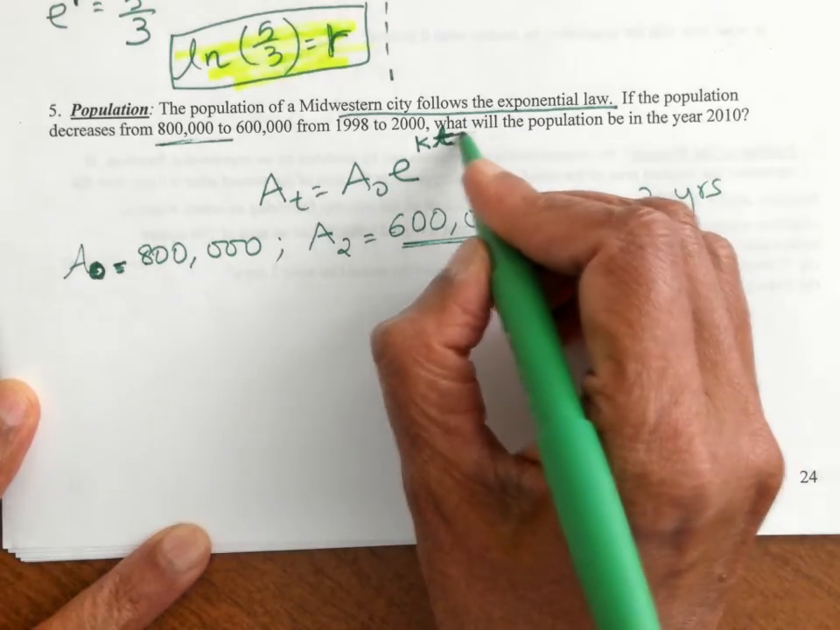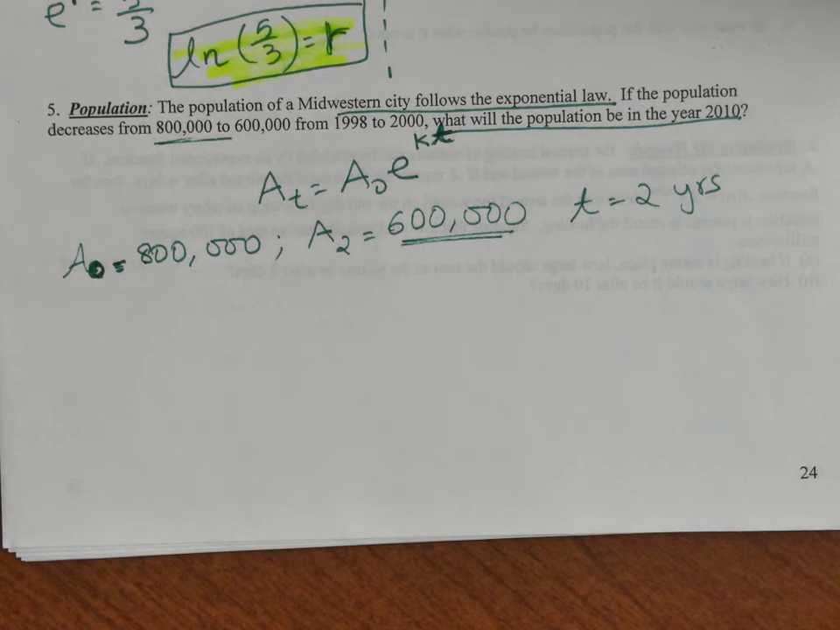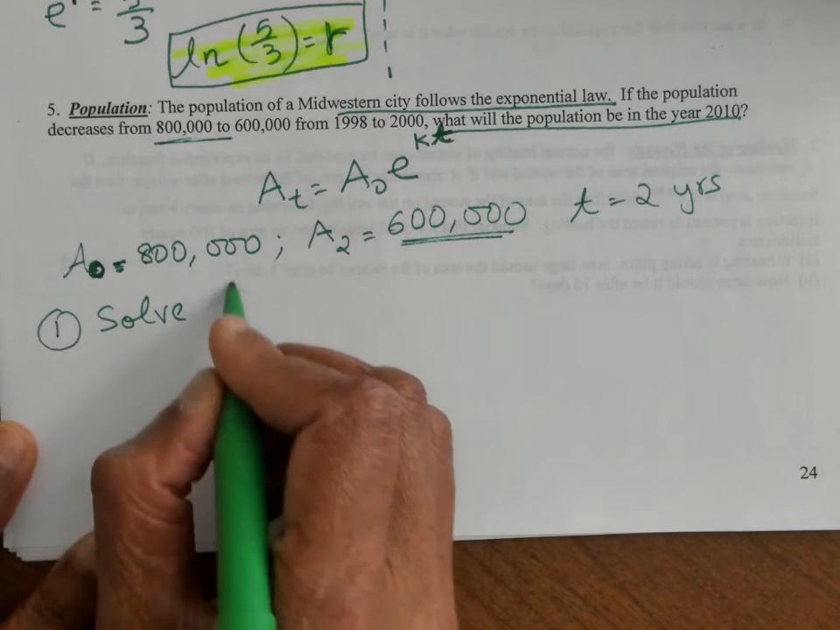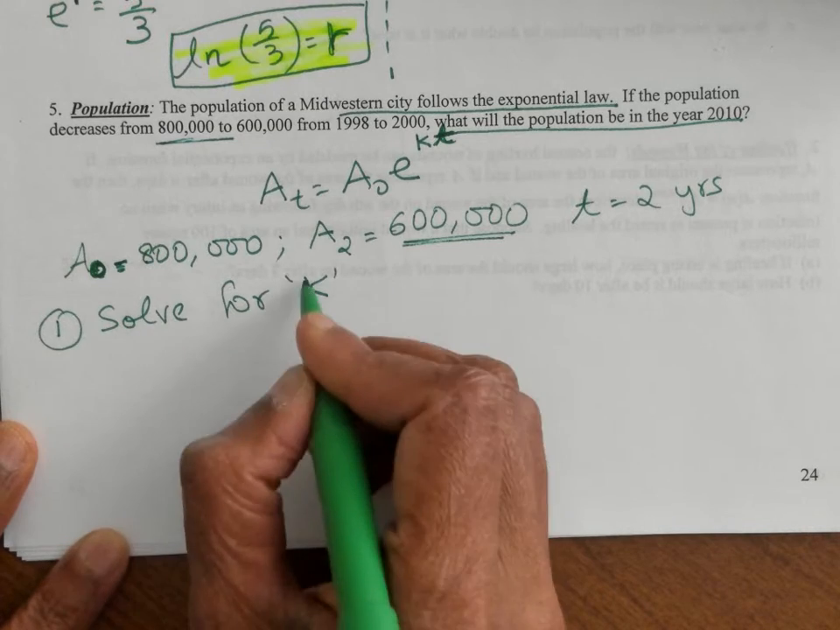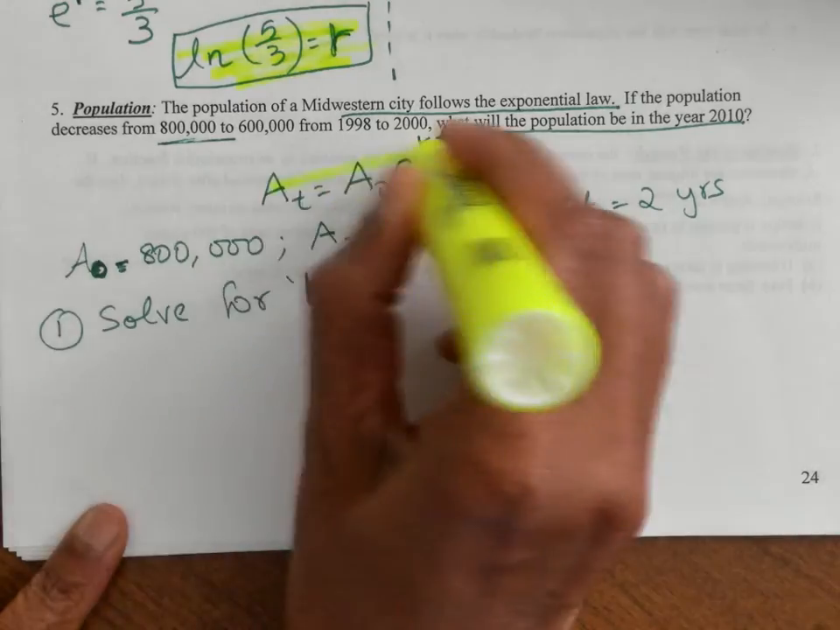What is the population in the year 2010? I will not be able to calculate the population without the rate, without the K. So your step 1, solve for K. Can we all solve for K or R, whatever you may call it? So just for now, just solve for K. You don't have to do anything else. You're going to use your PERT formula.